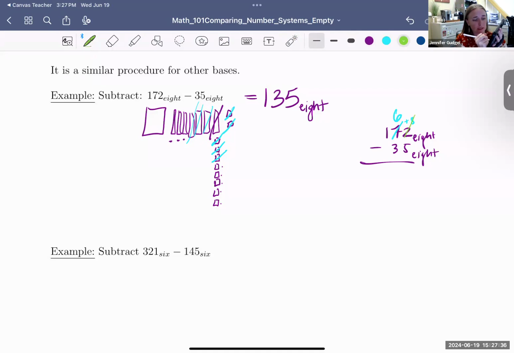So this is 10 minus 5. 10 minus 5 is 5. And now with the rods, we don't have any other issues. 6 minus 3 is 3. 1 minus 0 is 1. 1, 3, 5, base 8.